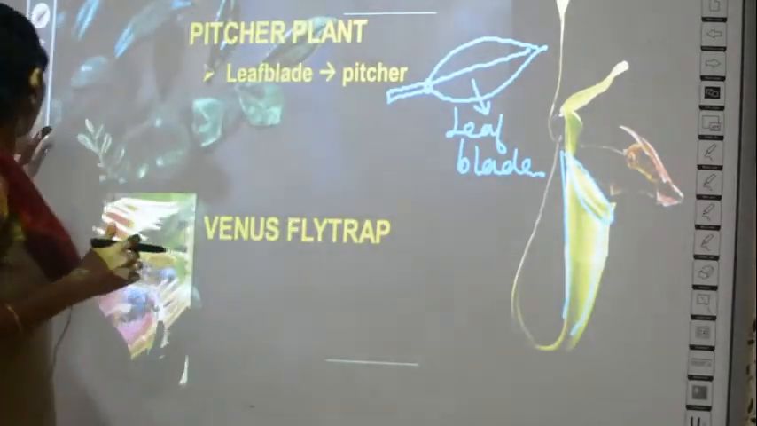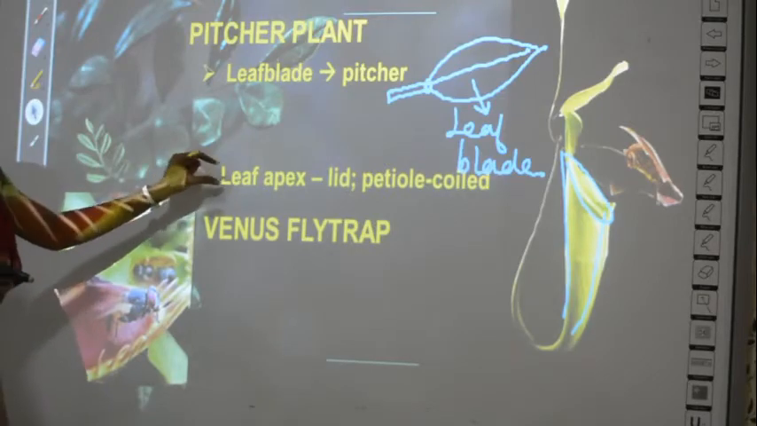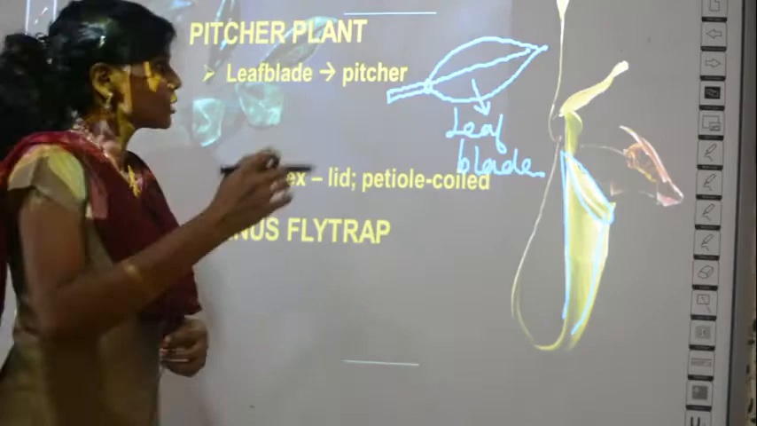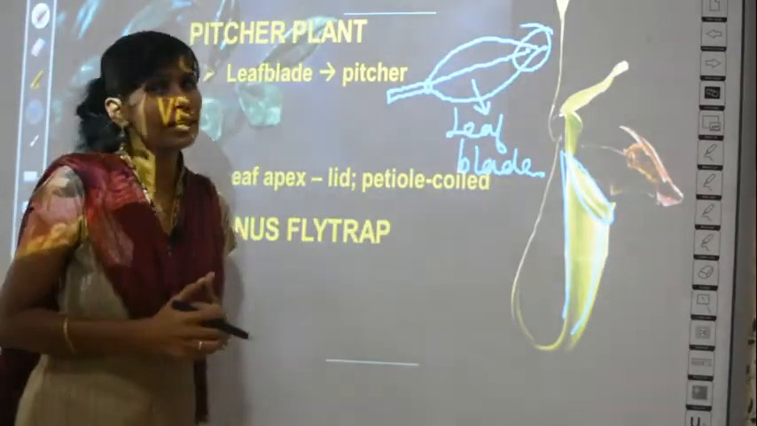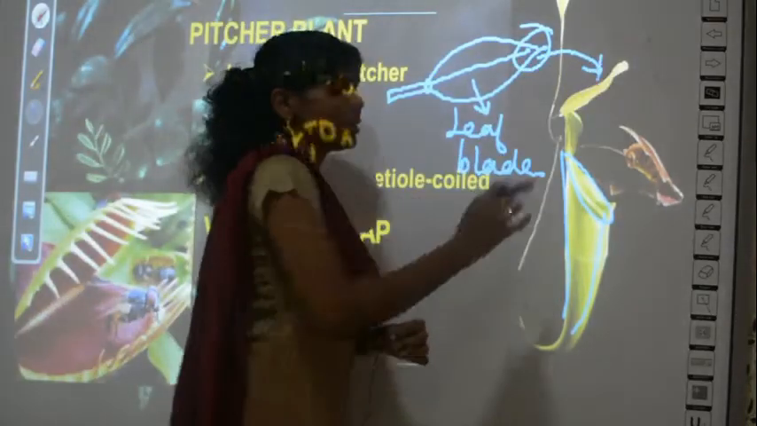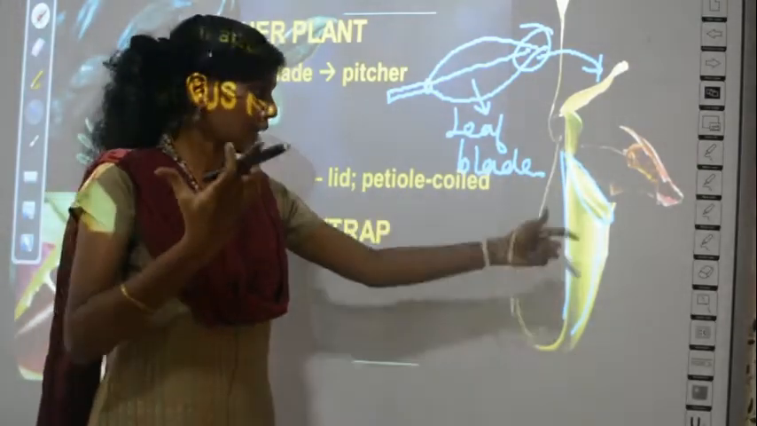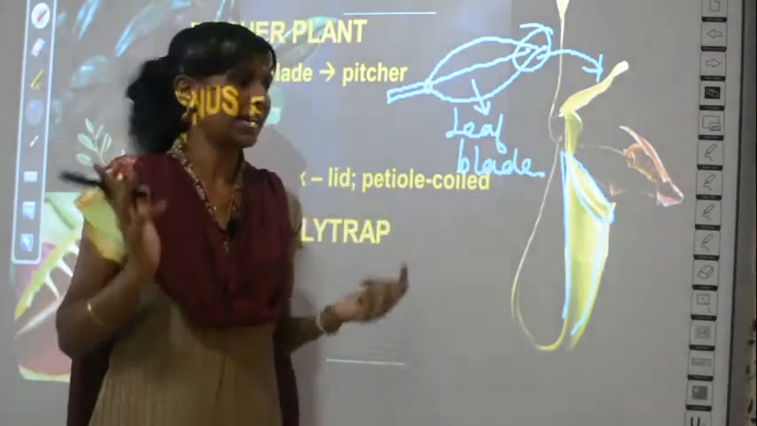Then what else? There are some more modifications, and then the leaf apex is like a lid. Which is the leaf apex? So this is the leaf apex, right? The tip of the leaf is called the leaf apex, and this leaf apex in pitcher plant is appearing like a lid, no? So this appears like a container or a cup, and the apex appears like a lid.